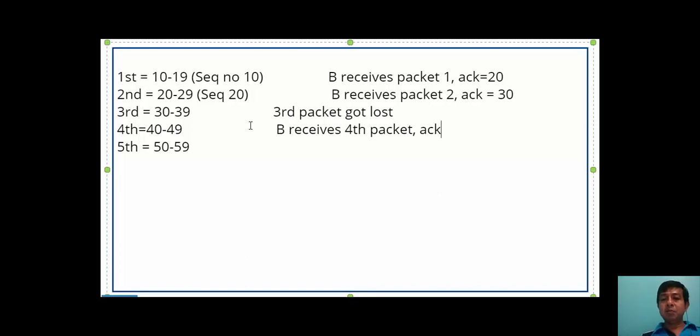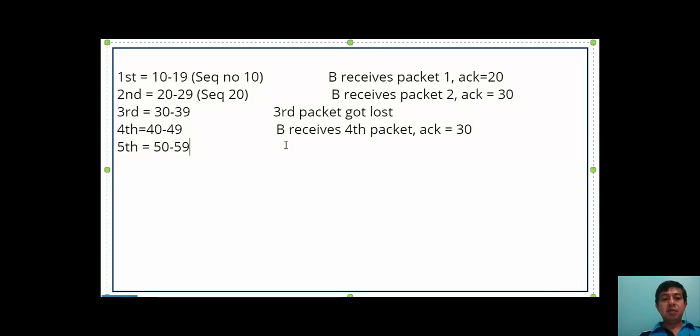What does it insert in the acknowledgement number? Now this is important. In the acknowledgement number field, it will insert the acknowledgement number which it is expecting. It received packet number 1 and packet number 2 correctly, and the third packet got lost. It was expecting a packet with sequence number 30, it did not arrive. It received a packet with sequence number 40. What was it expecting? It was expecting sequence number 30. So it will send an acknowledgement number of 30. That means I am expecting a packet with sequence number 30.